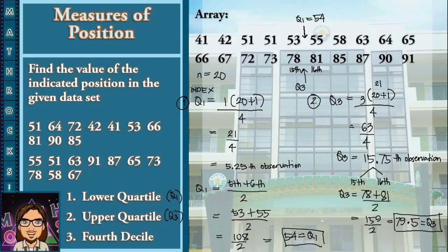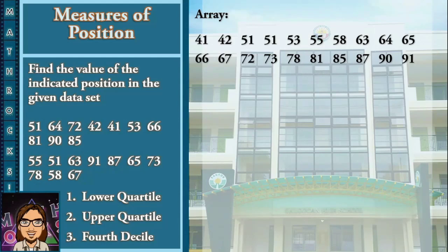And now let us proceed with the third example. Here we would like to find the fourth decile. Like what I have said, we can do this easily by having a fraction pertaining to the fourth decile, which is 4/10. And knowing that we have 20 observations, we only have to do 20 plus 1, which is equal to 21. And 21 times 4 gives us 84. And 84 divided by 10 gives us the index of 8.4.